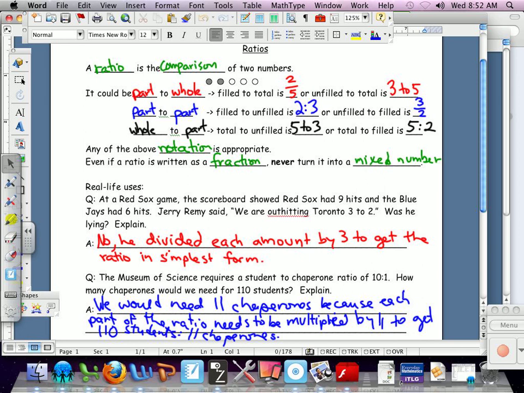The whole idea is you need to multiply by 11 to make it work out. The question was, on that second example, could we have said, therefore I have 11 groups of 10, therefore I need 11 chaperones, one for each group? Yep, that would work out.